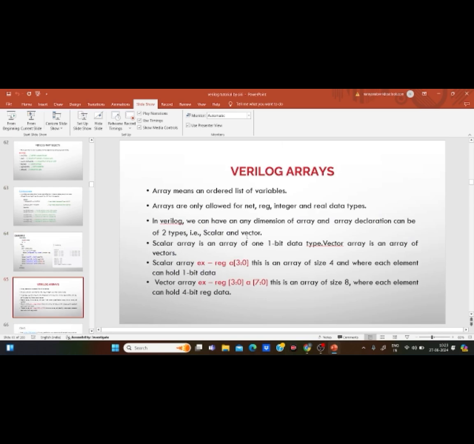So this is all for today. In the next class we'll be talking about Verilog arrays, which are really important in Verilog as well as in SystemVerilog and UVM also. So don't miss that particular class.